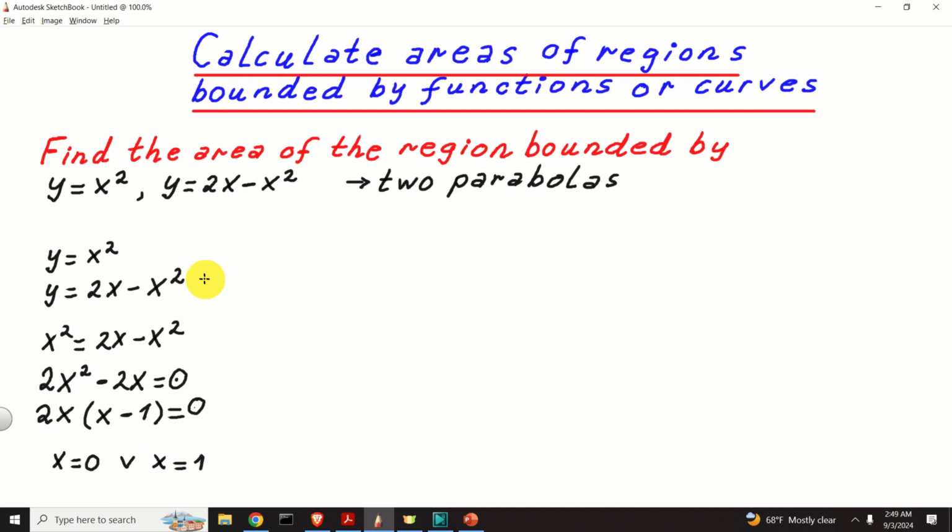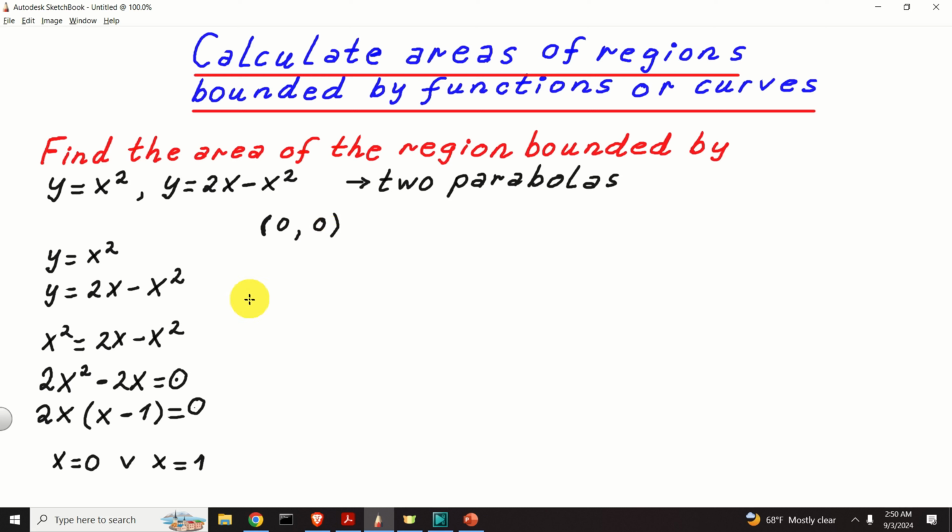And let's find the intersection points. The point x is equal to 0 corresponds to the point y is equal to 0. How do I know that? Well, I can simply substitute x equal to 0 in any of these equations, and y is 0. Consequently, the first intersection point is 0, 0.